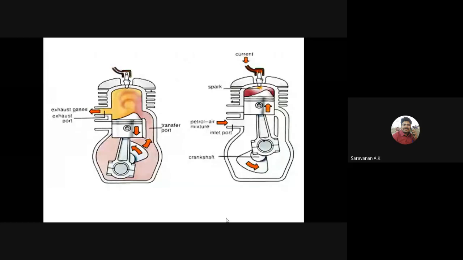See here the exhaust port, right? So the exhaust port and the transfer port are opposite to each other.